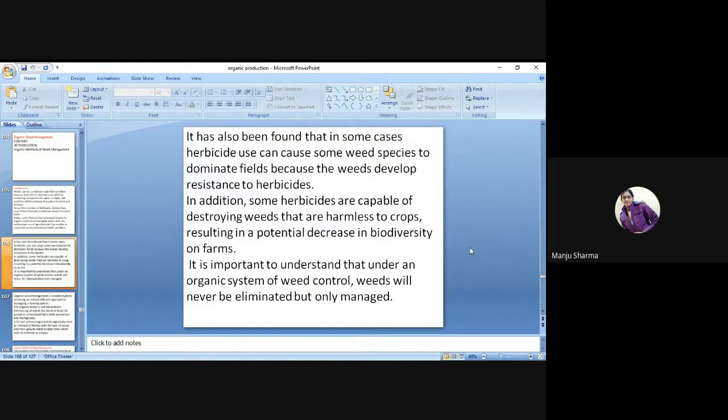It is important to understand that under an organic system of weed control, weeds will never be eliminated, only managed. That means weeds are also of many types. Some weeds can be easily controlled. So it is important to understand that under an organic system of weed control, the weeds will never be eliminated, only managed.